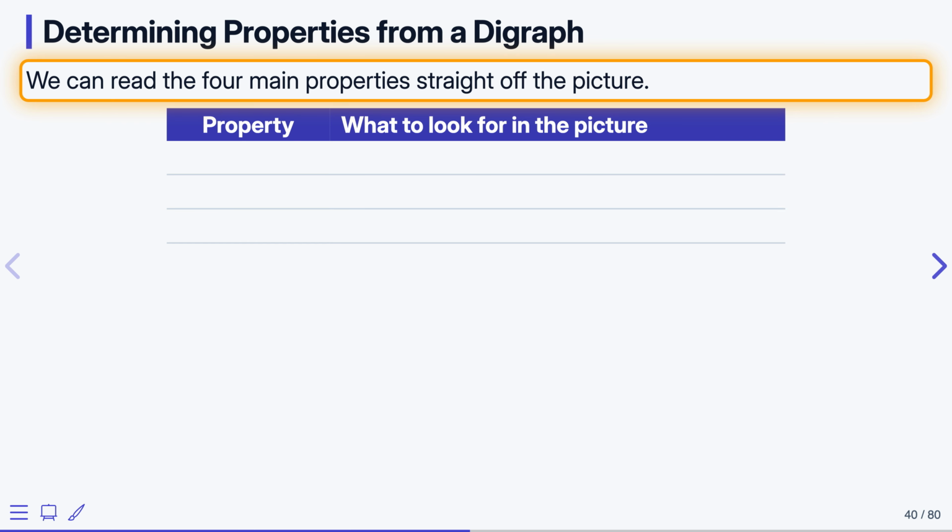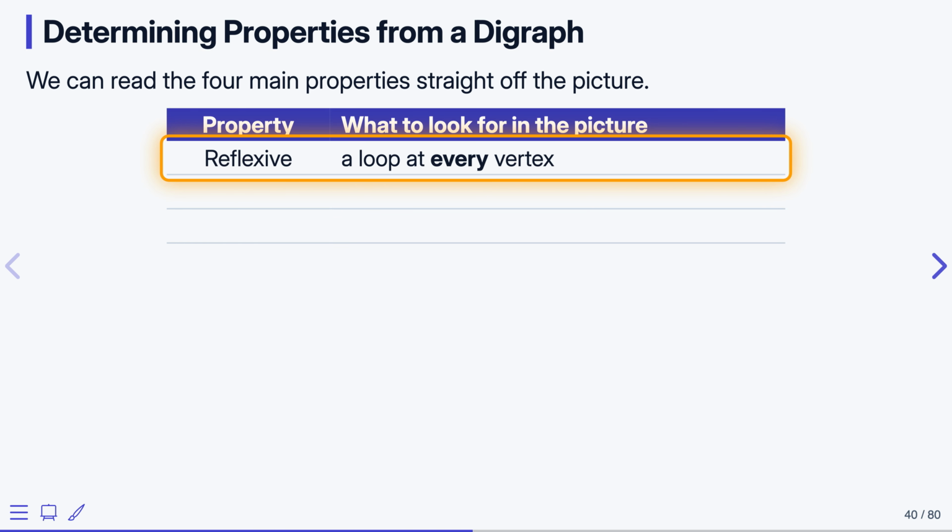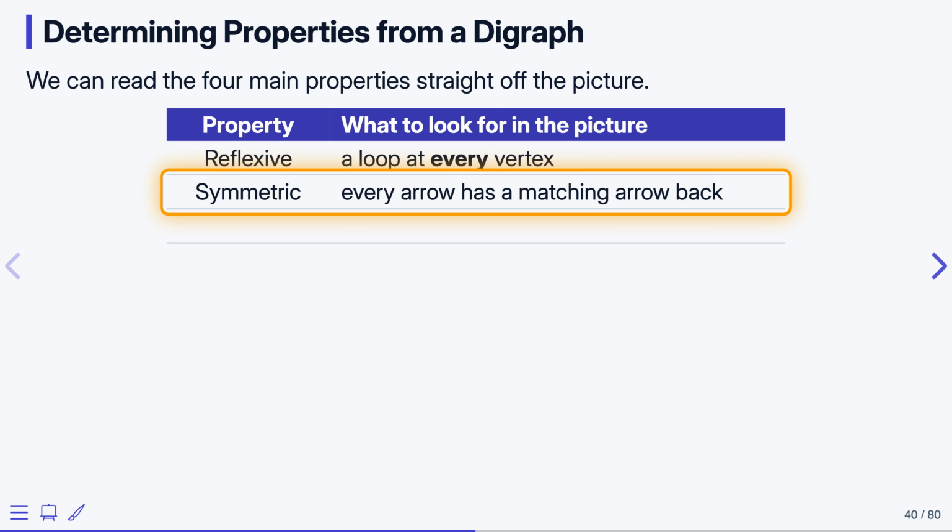The picture also lets us check the 4 main properties by eye. First, reflexivity. A relation is reflexive when there is a loop at every single vertex. If even one vertex has no loop, the relation is not reflexive. Second, symmetry. A relation is symmetric when every arrow has a matching arrow going back. So if there is an arrow from X to Y, there must also be an arrow from Y to X.